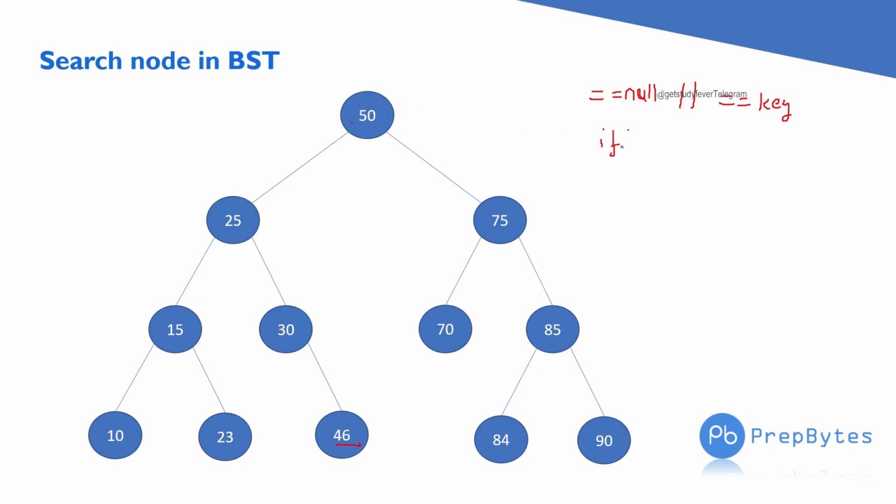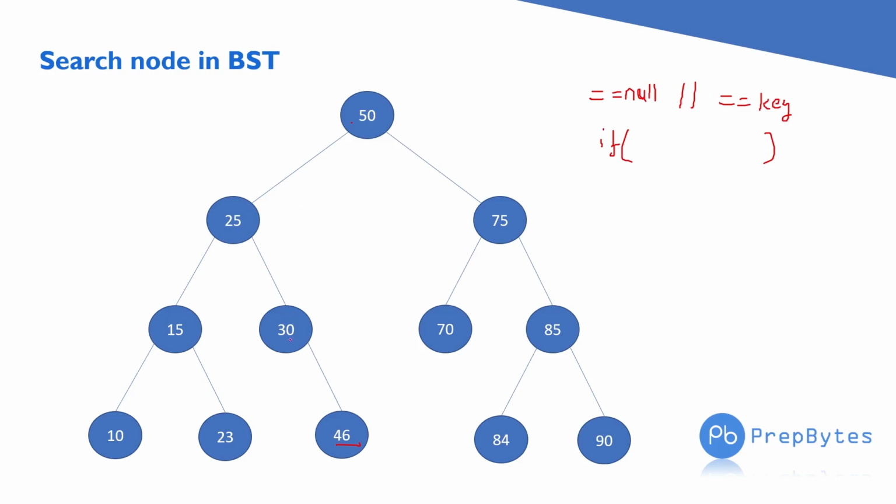That is an if condition. In the if condition, we check if the key is less than the node, we go to left. If the key is greater than the node, we go to right. Now 46 is less than the node, therefore we go to left. Correct. Now is it null? No. Is it equal to 46? No. So again check left or right.